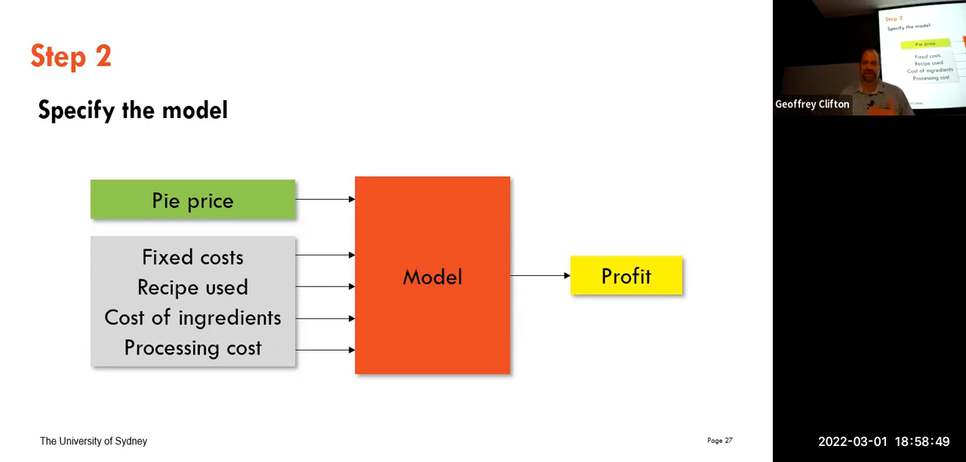Then there's the recipe that's used. So what quantity of ingredients are needed? How much do those ingredients cost Simon? And how much does it cost to process the ingredients? In this case, how much does it cost to bake a pie? Does that make sense? Yep. So these are what Simon thinks his model is going to need.